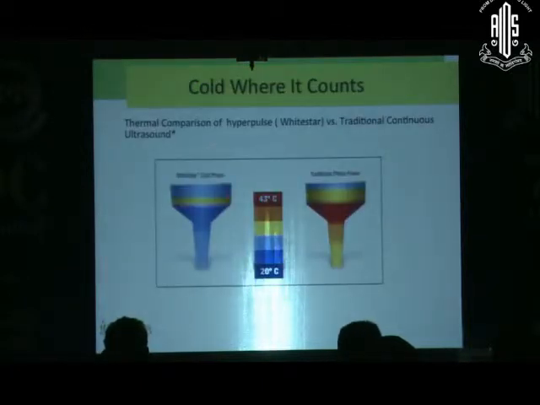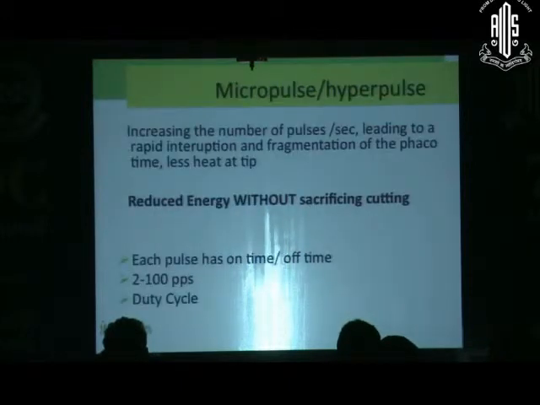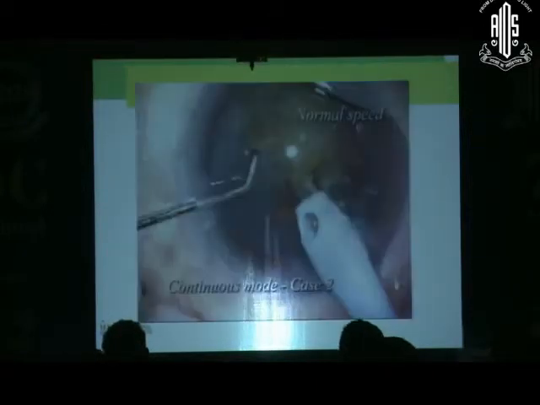So the main thing here is that you are having the energy without the thermal effect. So we increase the number of pulses per second, leading to a rapid interruption and fragmentation. So we're getting the power with less heat at the tip. And each pulse will have an on time and an off time, and you can actually have up to 100 pulses per second and each one will have a duty cycle.